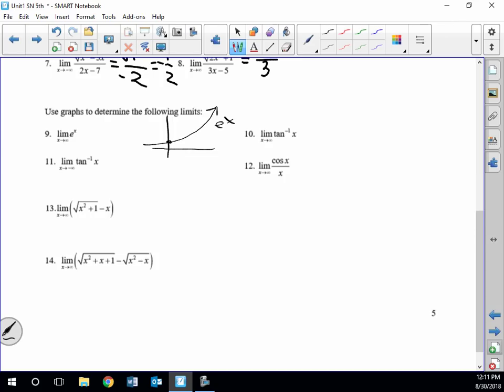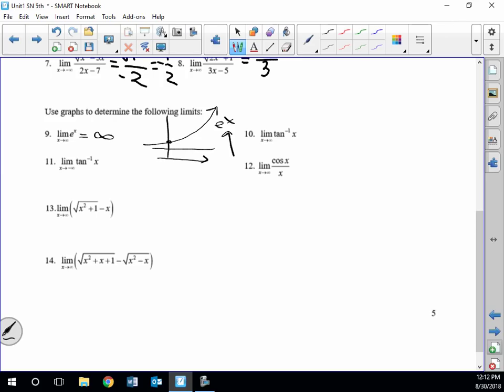It crosses at 1. The y-intercept is 1. And so as x gets really big, what happens to the y values? As x gets big, y values get big as well. So that means they're going to infinity.